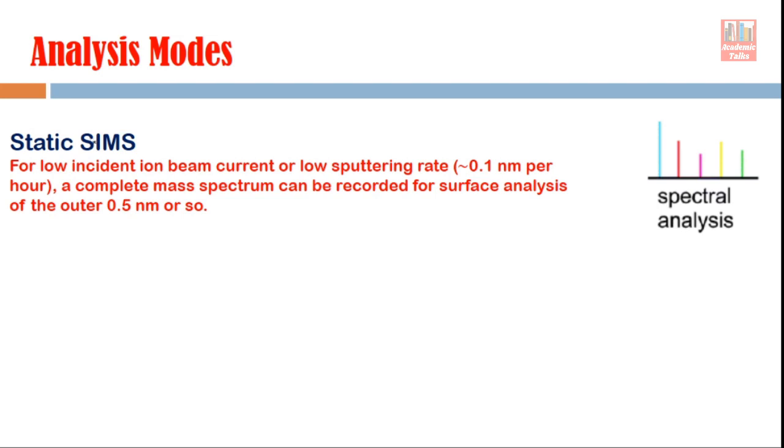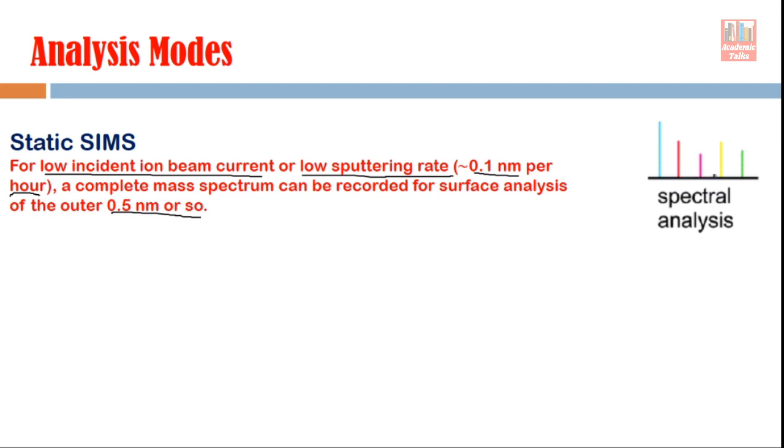What happens in static SIMS for low incident ion beam current? You can say for low sputtering rate. If the ion beam current is low, sputtering rate will also be low, and that is about 0.1 nanometer per hour. So for 1 hour, we keep on doing all this analysis, and we are removing only 0.1 nanometer layer from the top surface. So you can say that static SIMS is a true surface analysis technique. So a complete mass spectrum can be recorded for surface analysis of the outer 0.5 nanometer or so, right?